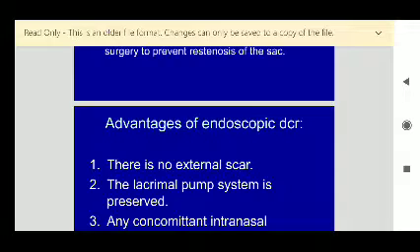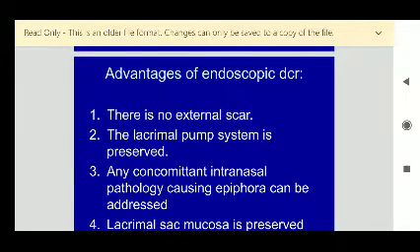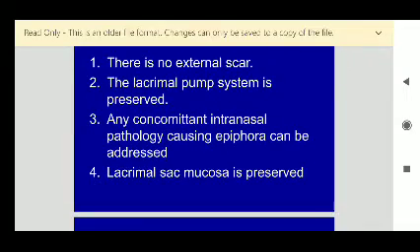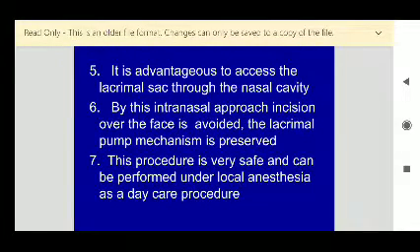Advantages of endoscopic DCR: there is no external scar, the lacrimal pump system is preserved, any concomitant intranasal pathology causing epiphora can be addressed, and lacrimal sac mucosa is preserved. It is advantageous to access the lacrimal sac through the nasal cavity. By this intranasal approach, incision over the face is avoided. The lacrimal pump mechanism is preserved. The procedure is very safe and can be performed under local anesthesia.